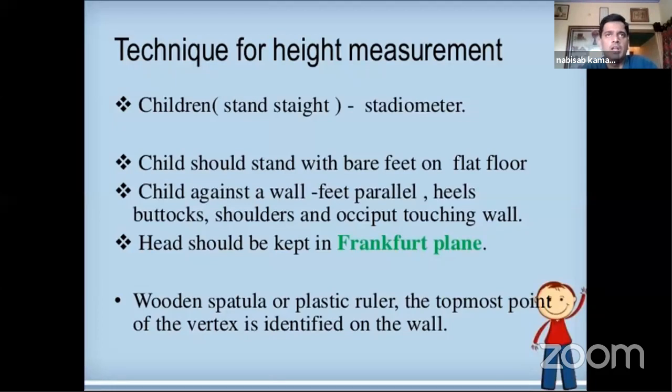I'm not going to tell in detail about how to take anthropometric measurements. I will tell only the simple or basic things: when to take length measurement, when to take height measurement. In the age group below 2 years, you take length measurement using the infantometer. After 2 years of age, the stadiometer is to be used to measure the height of the baby.